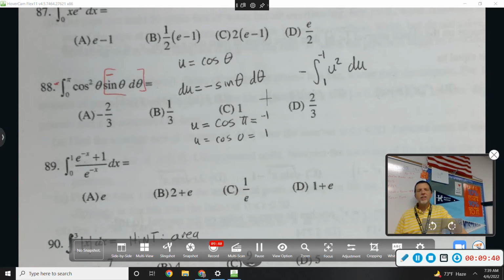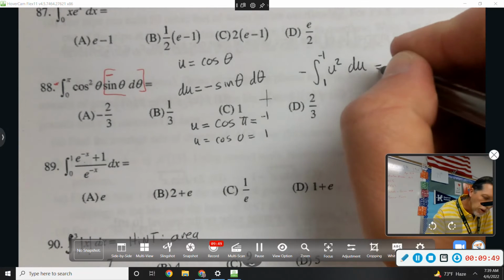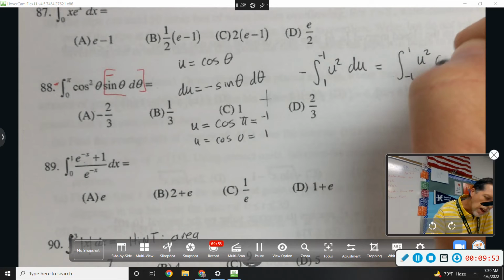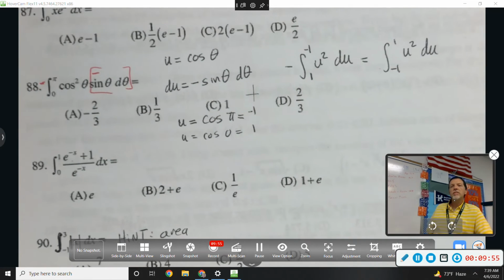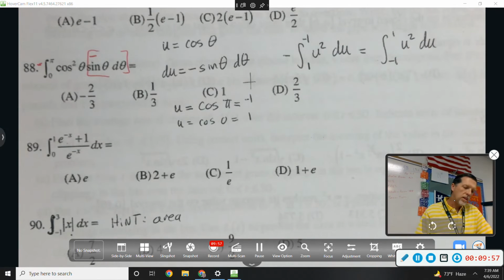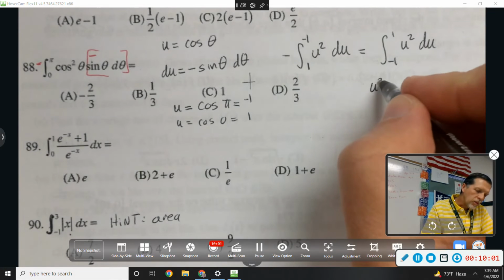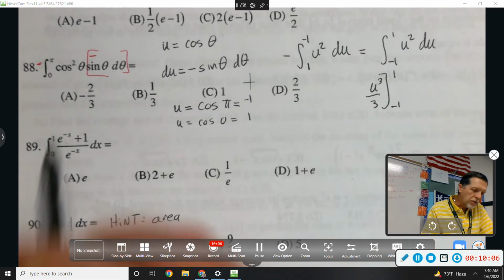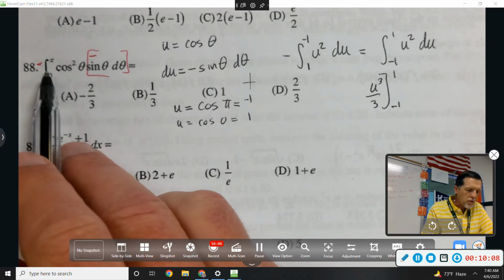Is there a step that can make our life a little easier here? Yeah, I can use the negative sign to switch the limits, and then it sort of, 2 wrongs make a right. Not really, of course, but 2 negatives make a positive, so we can use that negative to flip the limits, and now it just looks better. So u cubed over 3 from negative 1 to 1. And I'm done with 0 and pi, so don't switch back to 0 and pi.